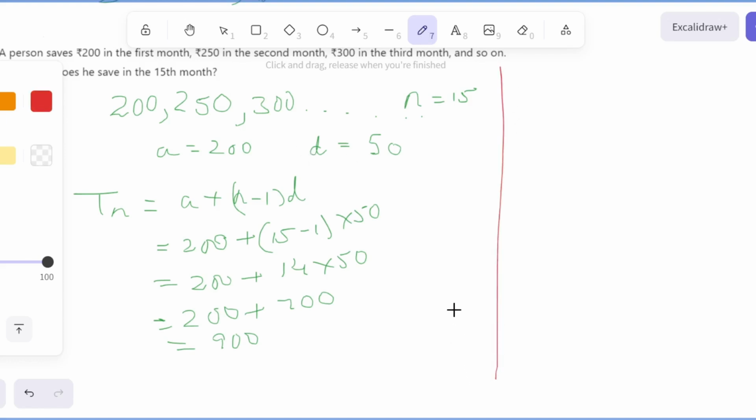If they ask how much total he will be able to save by the 15th month, that we can also do. So what will be the sum of all these 200, 250, 300, and so on till the 15th term, which is 900? What will be the total savings? If the question were like this, what will be his total savings by the 15th month? No problem, we'll just plug in the values.